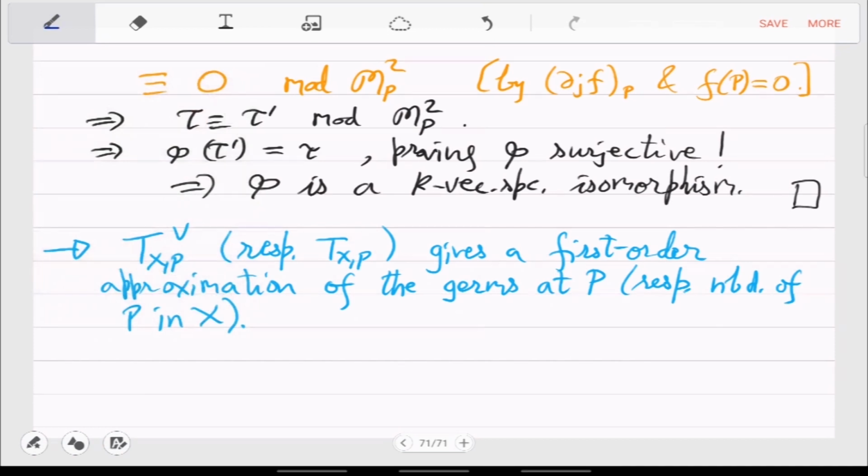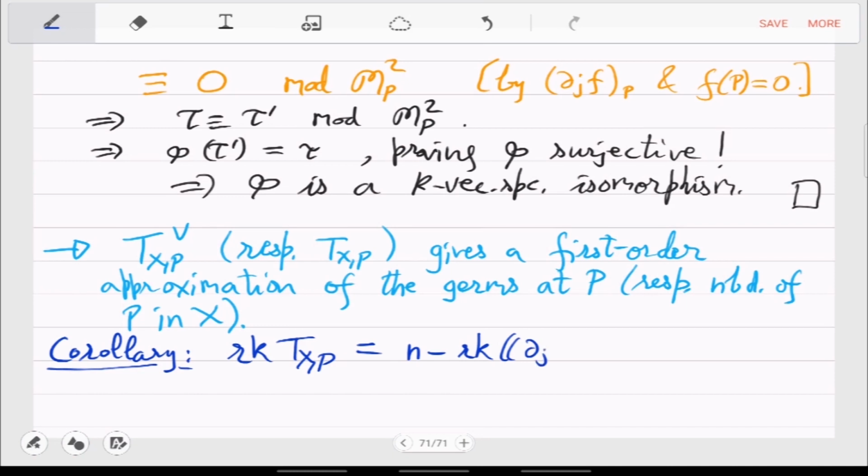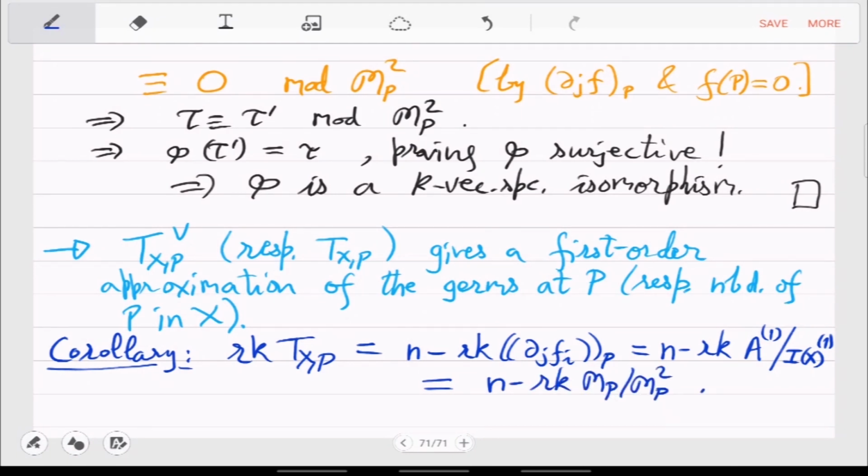I can also write a corollary. So the rank of the tangent space is equal to n minus the rank of the matrix, which is equal to n minus the rank of a1 mod ix1, which we have shown is also equal to MP by MP square. So all these things are the same.